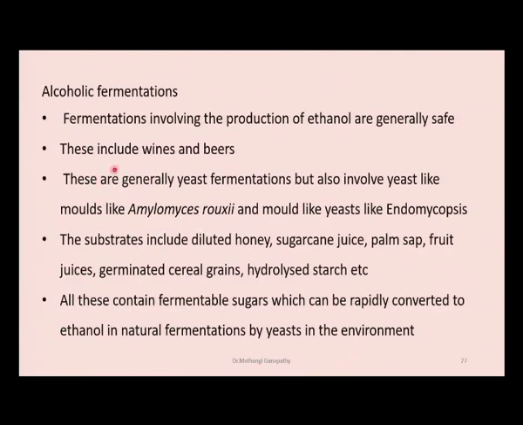Alcoholic fermentations. Fermentations which involve the production of ethanol are generally safe. The products usually include wines and beers. Here the organism involved is yeast, but we can also involve yeast-like molds like Amylomyces rouxii and mold-like yeast like Endomycopsis. The substrates include diluted honey, sugarcane juice, palm sap, fruit juices, germinated cereal grains, hydrolyzed starch, etc. All these products contain fermentable sugars.